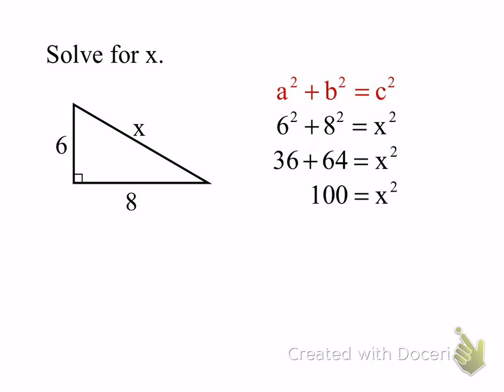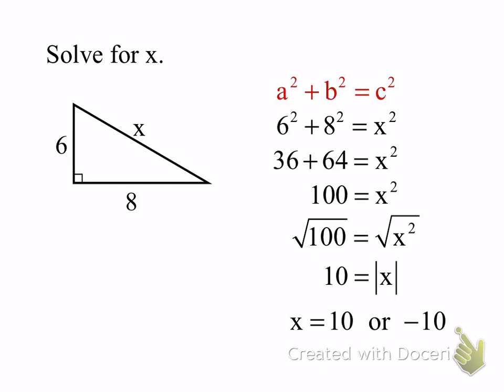Now, what do I do at this point? Daryush? Good. We're going to root both sides. And the square root of 100 is 10. And the square root of x squared is the absolute value of x. To lose the absolute value, what do we have to do? David? X equals plus minus 10. However, because we are doing Pythagorean Theorem, because it is measurement, one of these is an extraneous solution. Which one is that, Caleb? The negative. Yeah, distance can't be negative.